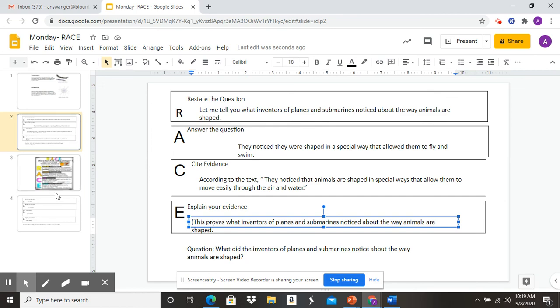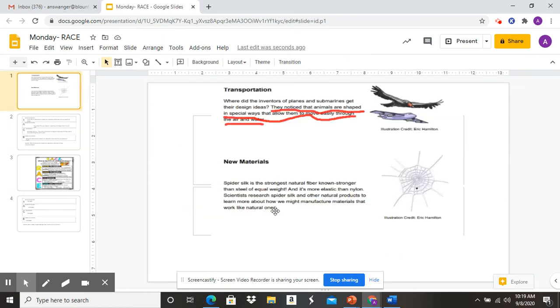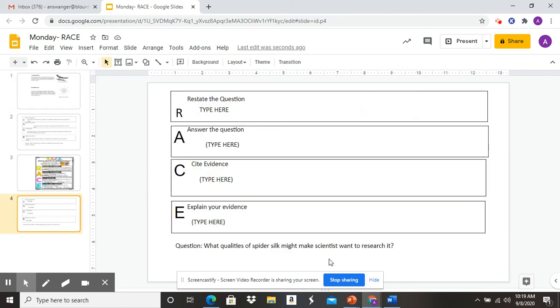Okay, since I've modeled that one, now you're going to go and you're going to read the second section here and you're going to answer this question using the RACE strategy. You may not get all parts right, and that's okay because this is new to us, but just try your best and we'll go over it tomorrow in class.